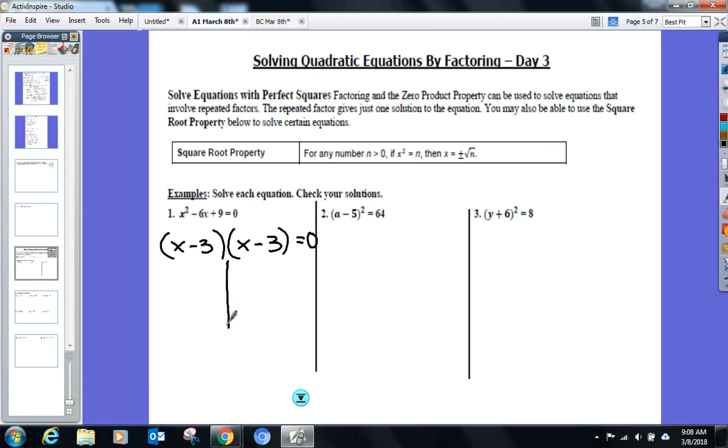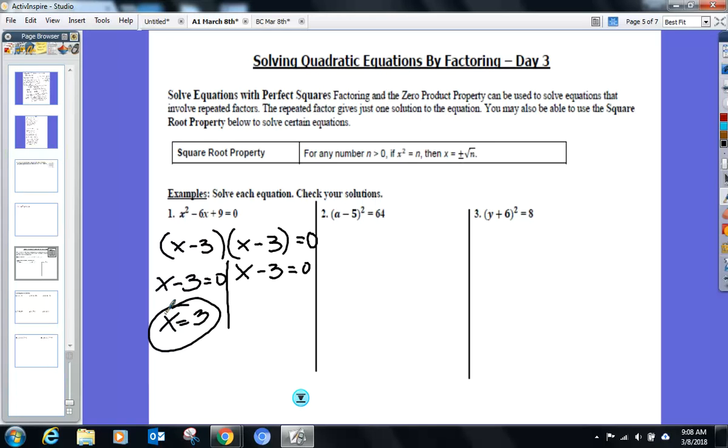Two terms. Now you'll notice when you solve both, what do you notice about your answers? They're going to be the same. You only need to tell me one of them. All right, x equals 3. I don't need to see x equals 3, x equals 3. All right, no big deal.